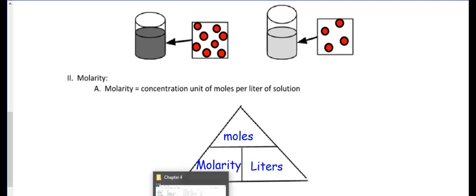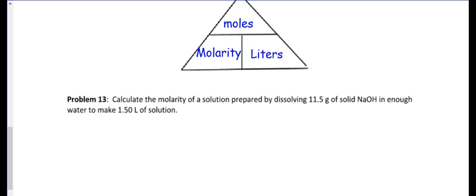So how does this help us? Well, let's do some math. Calculate the molarity of a solution prepared by dissolving 11.5 grams of solid sodium hydroxide in enough water to make a 1.5 liter solution. So I'm looking for molarity. Molarity is moles per liter, right? So cover up molarity, moles on top of liters.